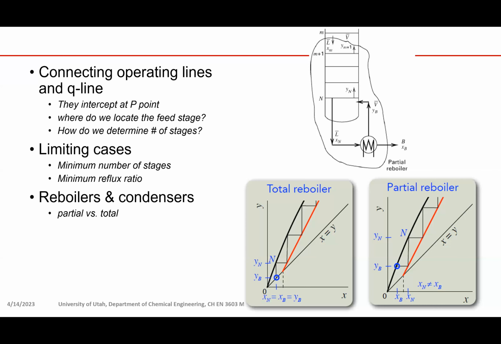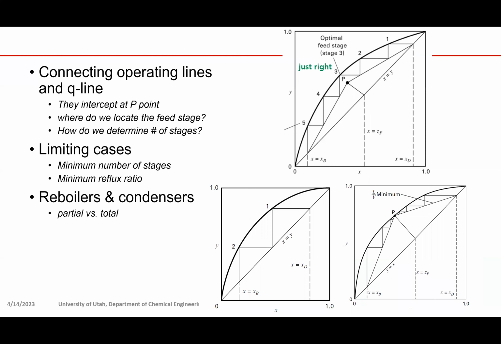Or on the other hand, if you were given a problem just to do this analysis, you do the step off, you figure out the number of stages, then you were asked, if you have a partial reboiler, how many equilibrium stages do you have? If you have a total reboiler, how many equilibrium stages do you have? And if you have a total reboiler, what is your bottom product composition? Or if you have a partial reboiler, what is your bottom product composition? Right, so you need to be able to read that from the figure.